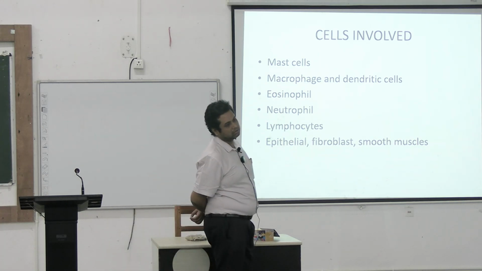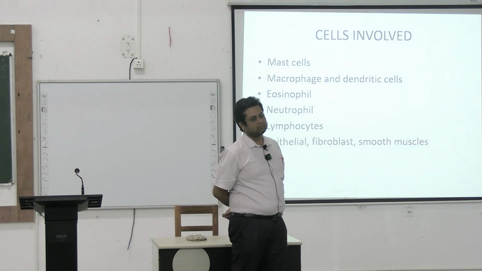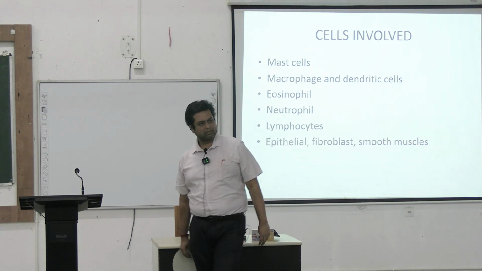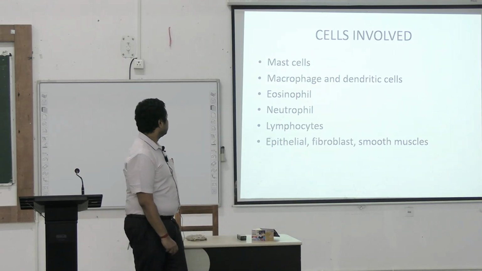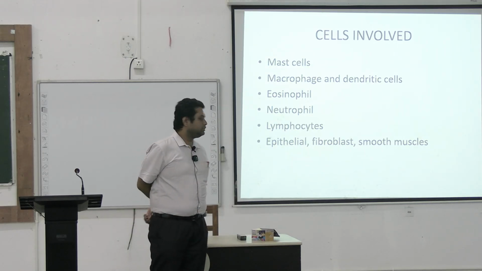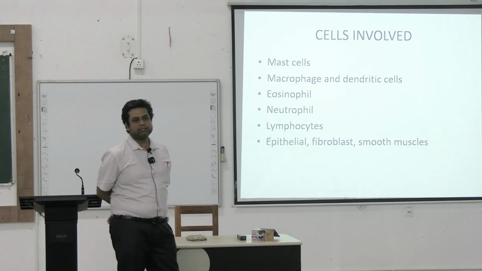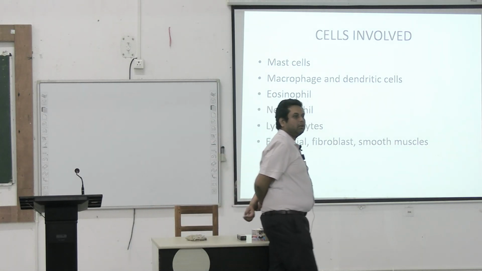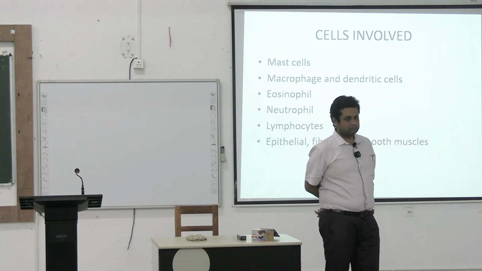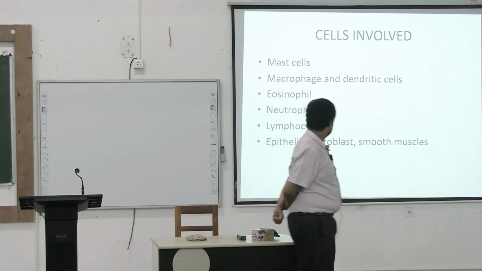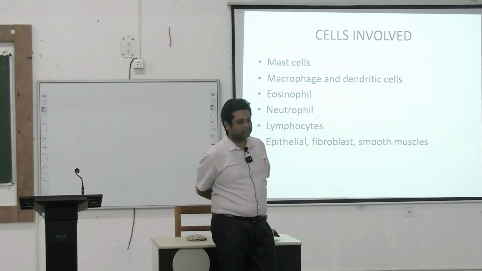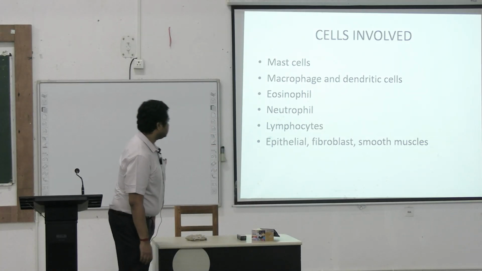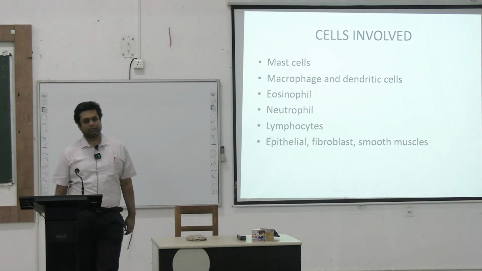Eosinophil releases, again, histamine. Then neutrophil, lymphocyte. These are all inflammatory cells. They produce various types of chemical mediators. Then there are epithelial cells, fibroblasts and smooth muscles.